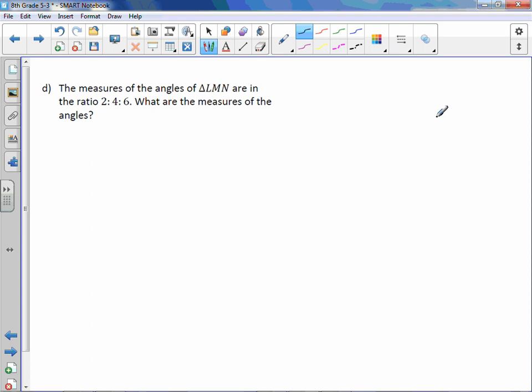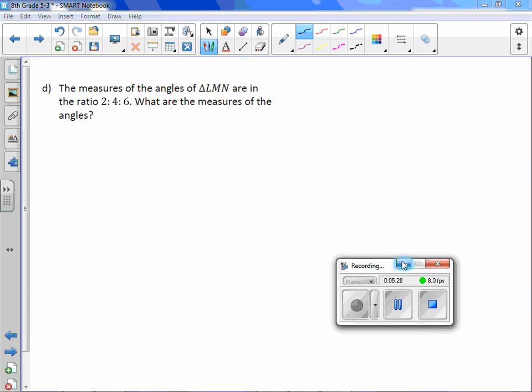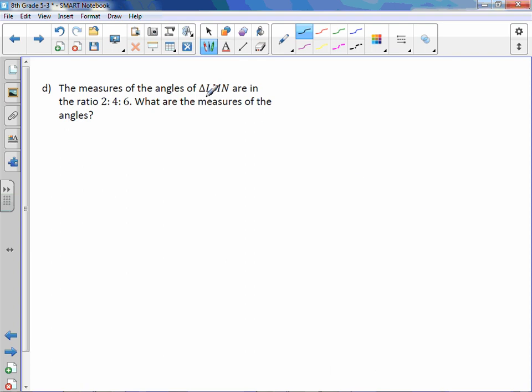Let's do another one. The measures of the angles of triangle LMN are in the ratio 2 to 4 to 6. What are the measures of the angles? So again, I know that angle L has the first number of 2, corresponds to 2, M corresponds to 4, and N corresponds to 6. So I can say, let angle L equal 2x. And this time it's 2x because that first number in our ratio is 2.